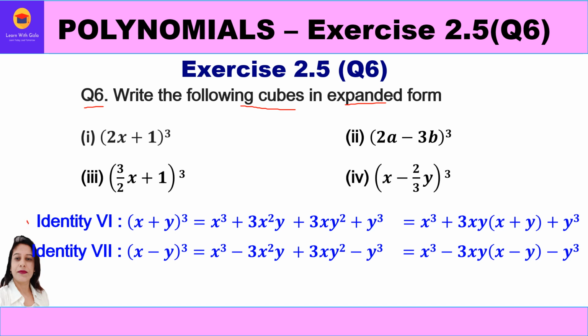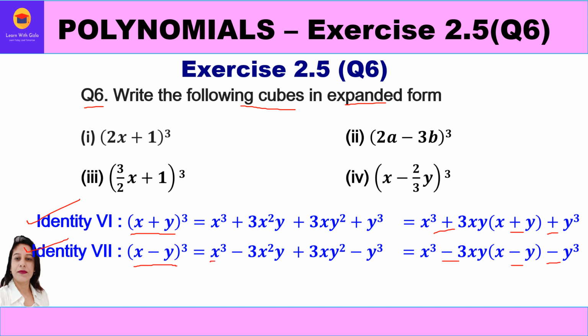Now for the whole cubes, that means cube polynomials, we shall use identity 6 and 7. One has x plus y whole cube and the other one has x minus y whole cube. And accordingly, the only difference is the minus and the plus sign over here. Here all are plus sign, as you can see, and here all are minus sign except for the first one. Right. So when you take it common, 3xy, all will be minus over here. So this is the way to remember.